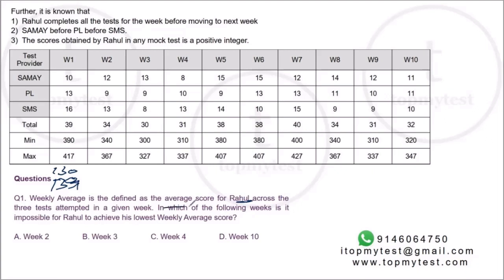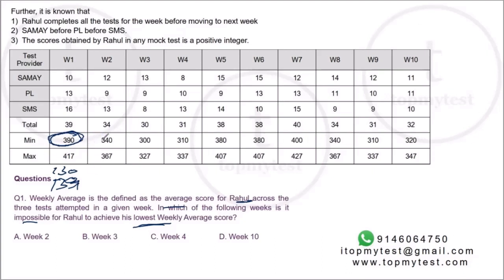Okay. Question says, which of the following weeks is it impossible for Rahul to achieve the lowest weekly average? Impossible for Rahul to attain the lowest weekly average. Okay. Now, you need to be 100% sure that that week cannot be the lowest. Now, to give you an example, let's see how to do it. In week 1, his minimum possible score is 390 if you add the 3. Right. So if your total is the lowest, your average will also be the lowest.